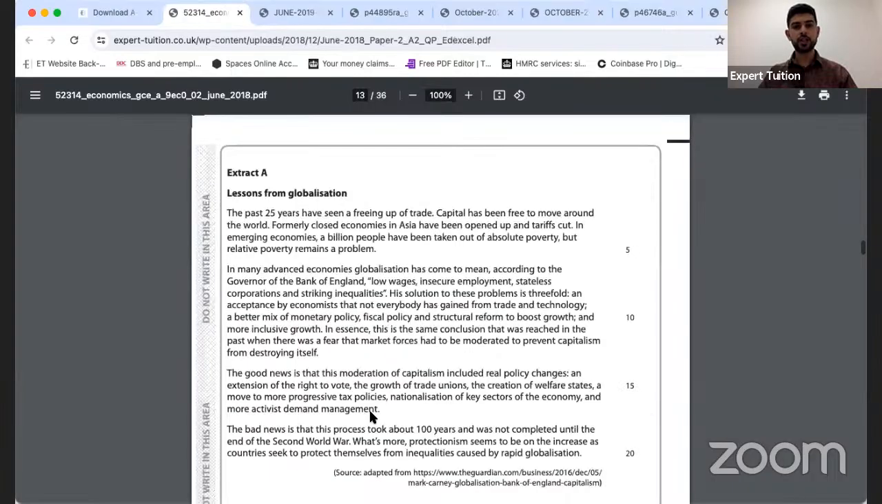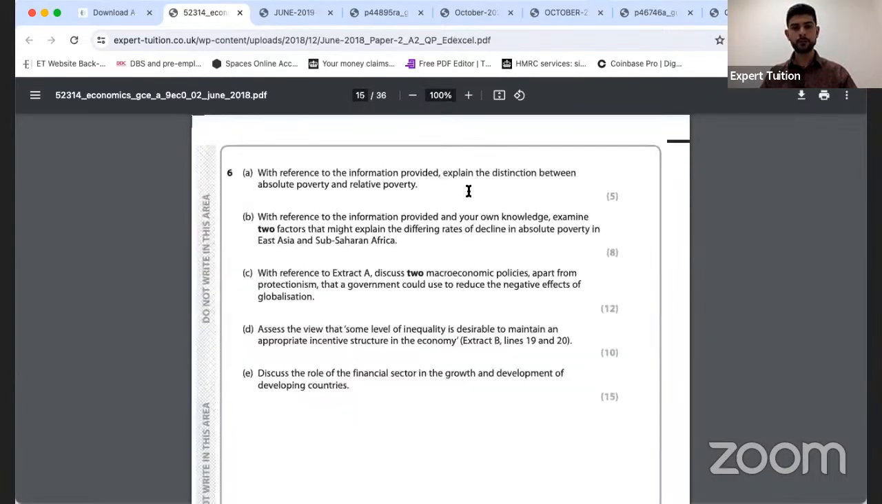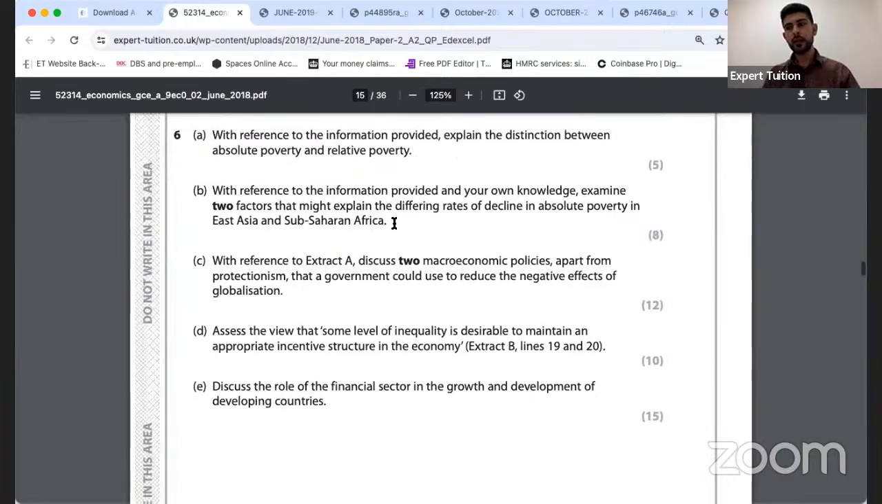15 marker here. Honestly, I think this is quite challenging, but hopefully once we go through it, it'll be straightforward. It says the following: discuss the role of the financial sector in the growth and development of developing countries. That allows us to basically do some revision on economic development as well.